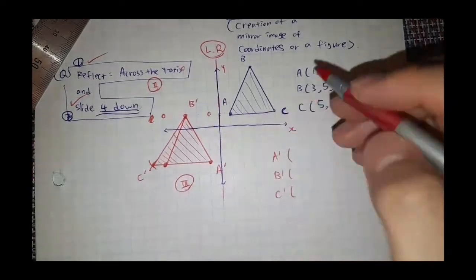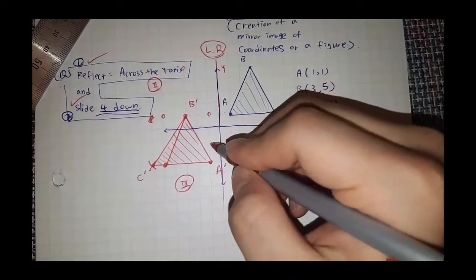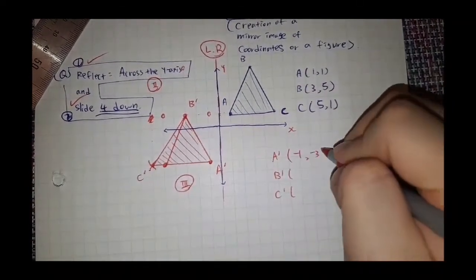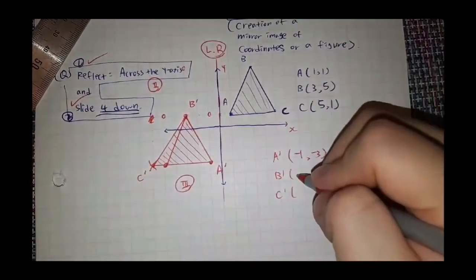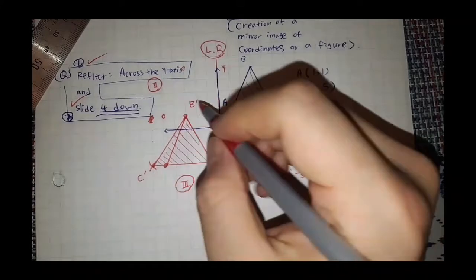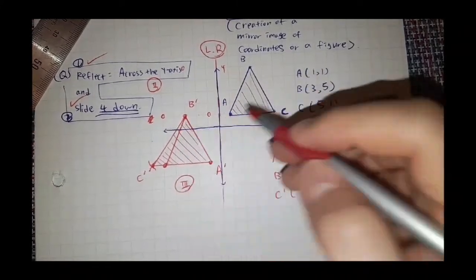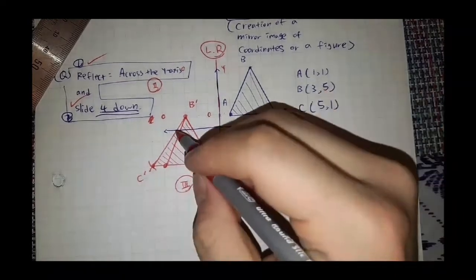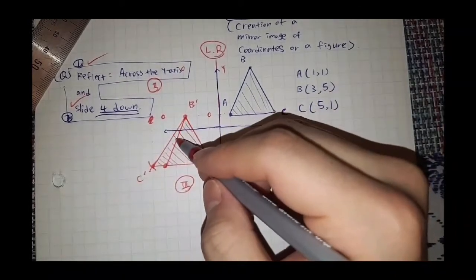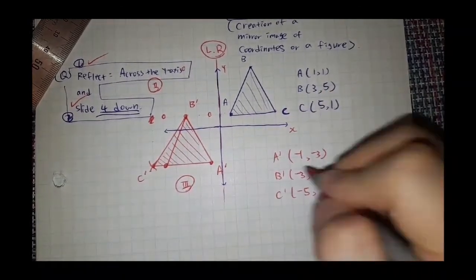So A is 1 to the left, and 1, 2, 3 down: -1, -3. B is 1, 2, 3, -3, +1. C is 1, 2, 3, 4, 5: -5, and 1, 2, 3 down: -3.